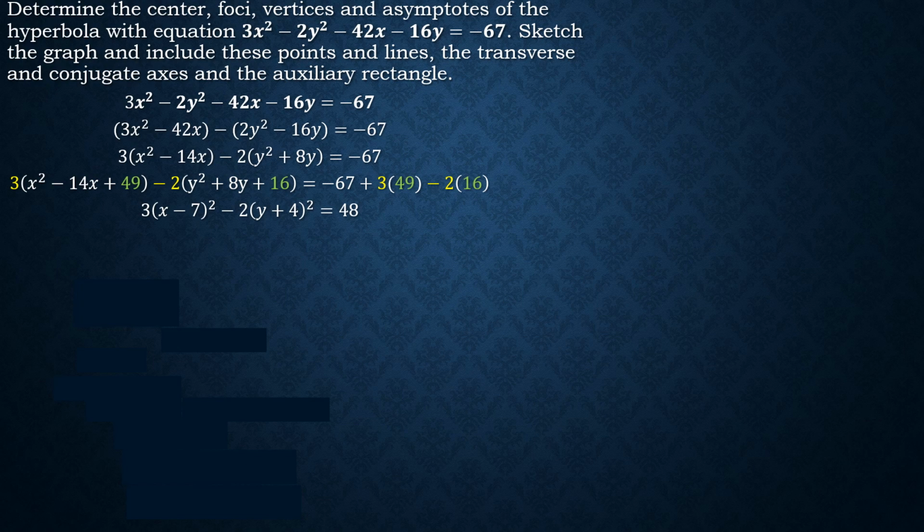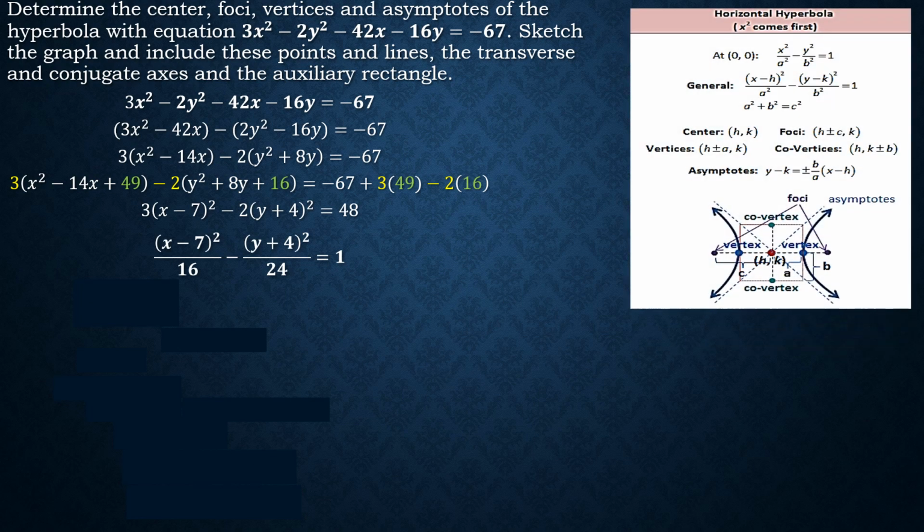Now, our goal is to have 1 on the right side. So, let's divide all the terms by 48. It becomes the quantity x minus 7 squared over 16 minus the quantity y plus 4 squared over 24 equals 1. Now, our equation is in standard form. Now, let's identify what type of hyperbola this is. We see that the positive term is the one with x and it comes first. Therefore, it is a horizontal hyperbola.